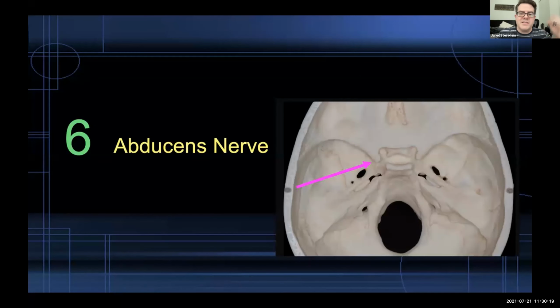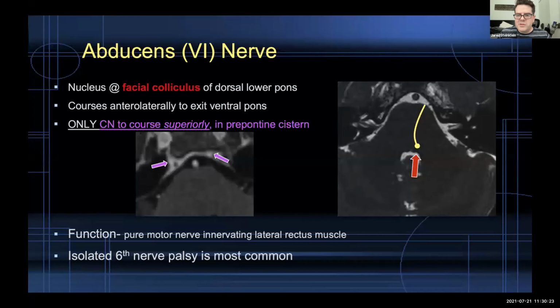6, all right, so back to the superior orbital fissure, next. So this is the most common nerve to actually be implicated with any sort of unilateral diplopia.